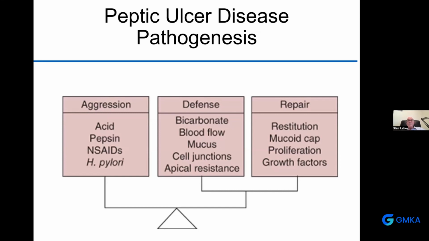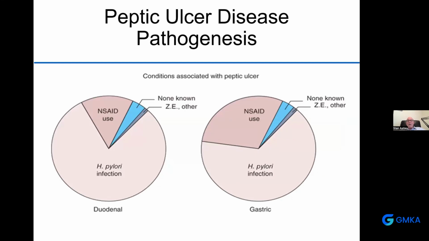The concept of a balance between aggressive factors, acid and pepsin, and a whole lot of mucosal defense mechanisms is still very important. But today we've recognized that the vast majority of ulcers are related to H. pylori or nonsteroidals. A little greater percentage of nonsteroidals with gastric ulcer than with duodenal. And treating this has completely changed how we think about surgical management of ulcer disease.